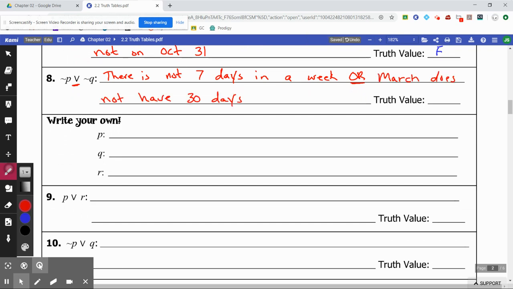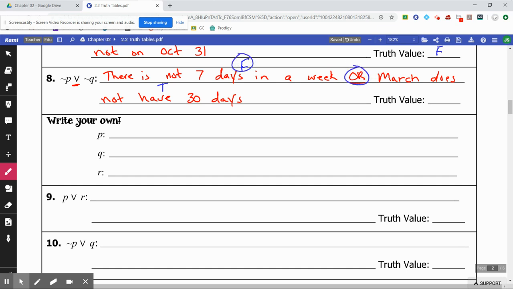So in order for this statement to be true, again, it's an or, one of these has to be true. There is not 7 days in a week. And we already know that's false because there is 7 days in a week. March does not have 30 days. That's true. March has 31 days. So therefore, false or true. Since at least one of these is true, that means the whole statement would be true.